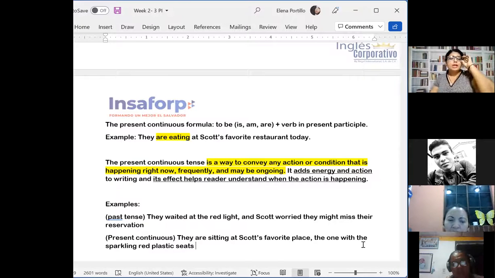So, la diferencia, o cómo usamos nosotros esta estructura, es que primero podemos comenzar con una acción que se inició en el pasado o maybe en el presente. Pero lo que básicamente nosotros queremos con el present continuous tense es especificar las acciones que están sucediendo, ¿verdad? En orden. So in this case, the second one is in present continuous, that they are sitting in some specific place, and they are doing that action in this moment.